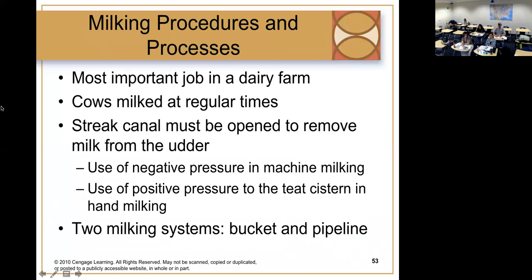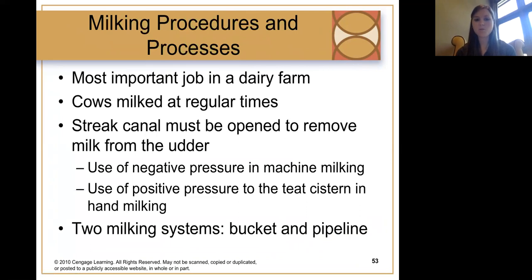So milking procedures and processes, that's the most important job on a dairy farm because obviously the goal is milk production. Cows are milked at regular times. And they know when they're supposed to be milked. I've been on dairy farms before where you actually see the cows start lining up in the pasture and walking towards the milking parlor when it's time for them to be milked. So they know it happens on a regular basis.